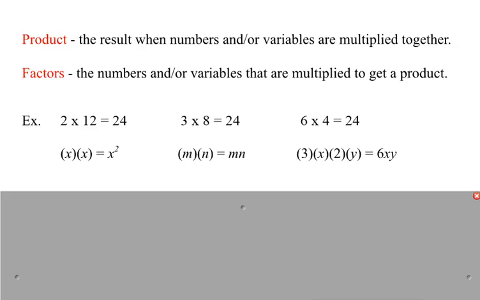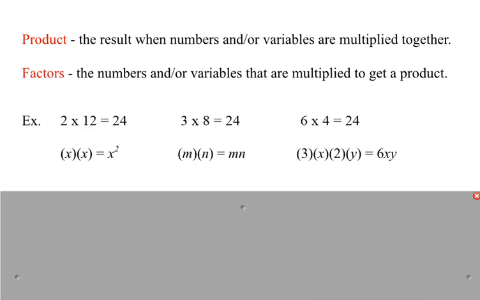2 times 12 equals 24. 2 and 12 are the factors, and 24 is the product. 3 times 8 equals 24. 3 and 8 are the factors, and 24 is the product. 6 times 4 equals 24. 6 and 4 are the factors, 24 is the product. Okay, we're just reviewing some fundamental vocabulary here.